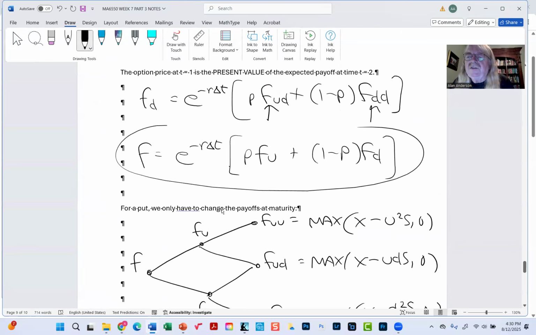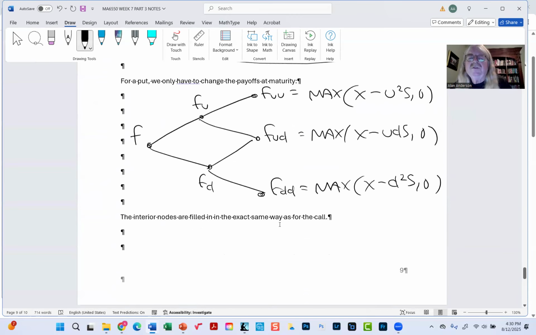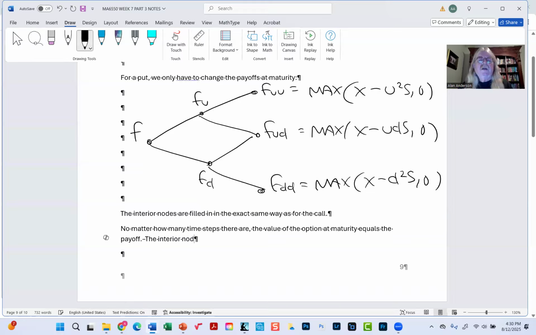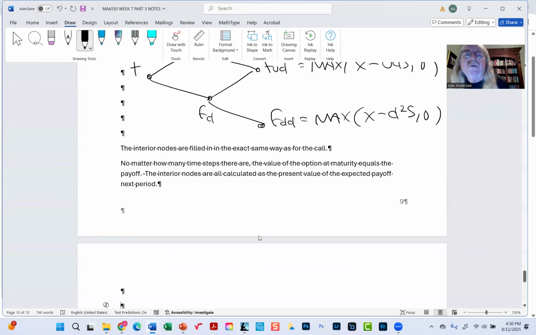Now this is a two-step model. There's a third step, and each time you stretch it out a little further, no matter how many times, the calculation is slower. The terminal nodes equal the payoff. The interior nodes are all the present value of the expected payoff of the next period. Okay, so in that sense, it's the same.